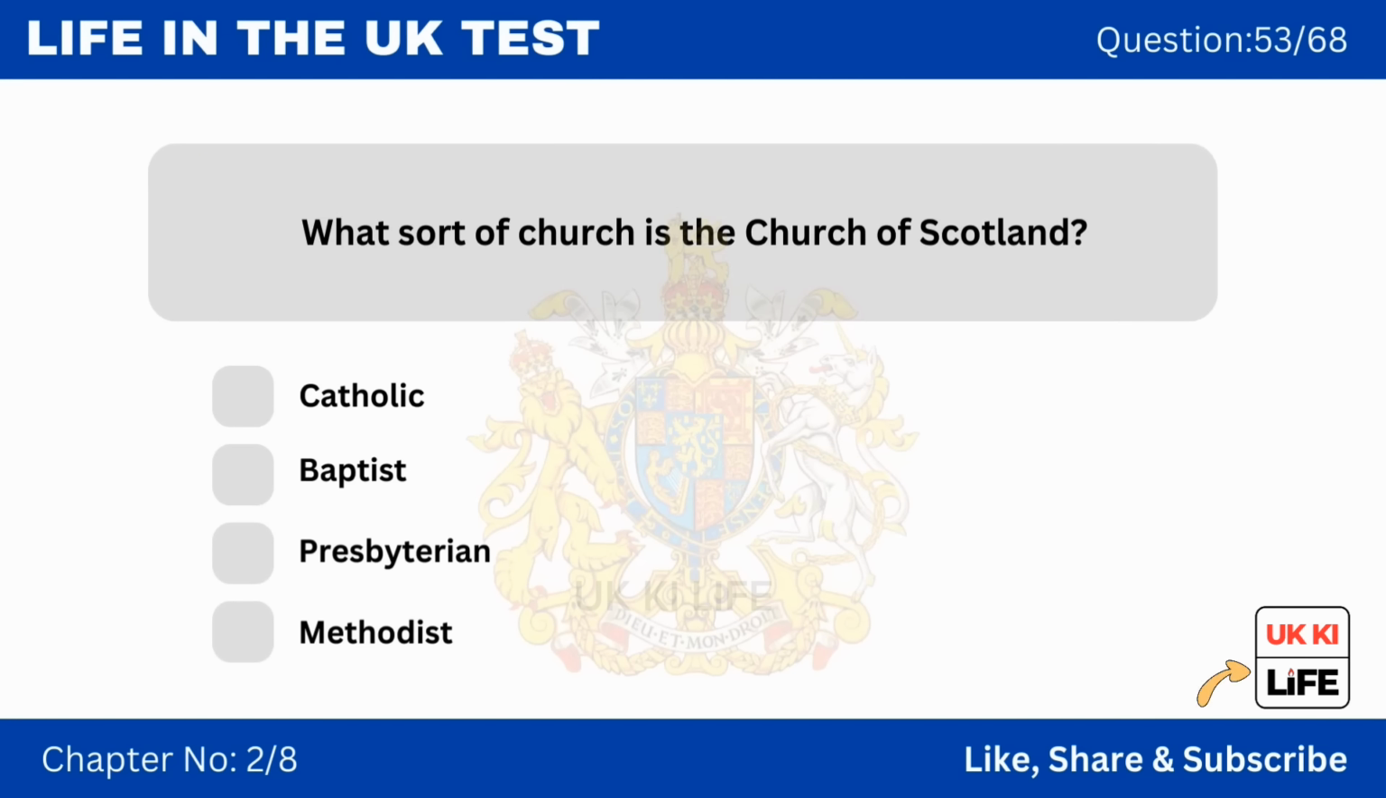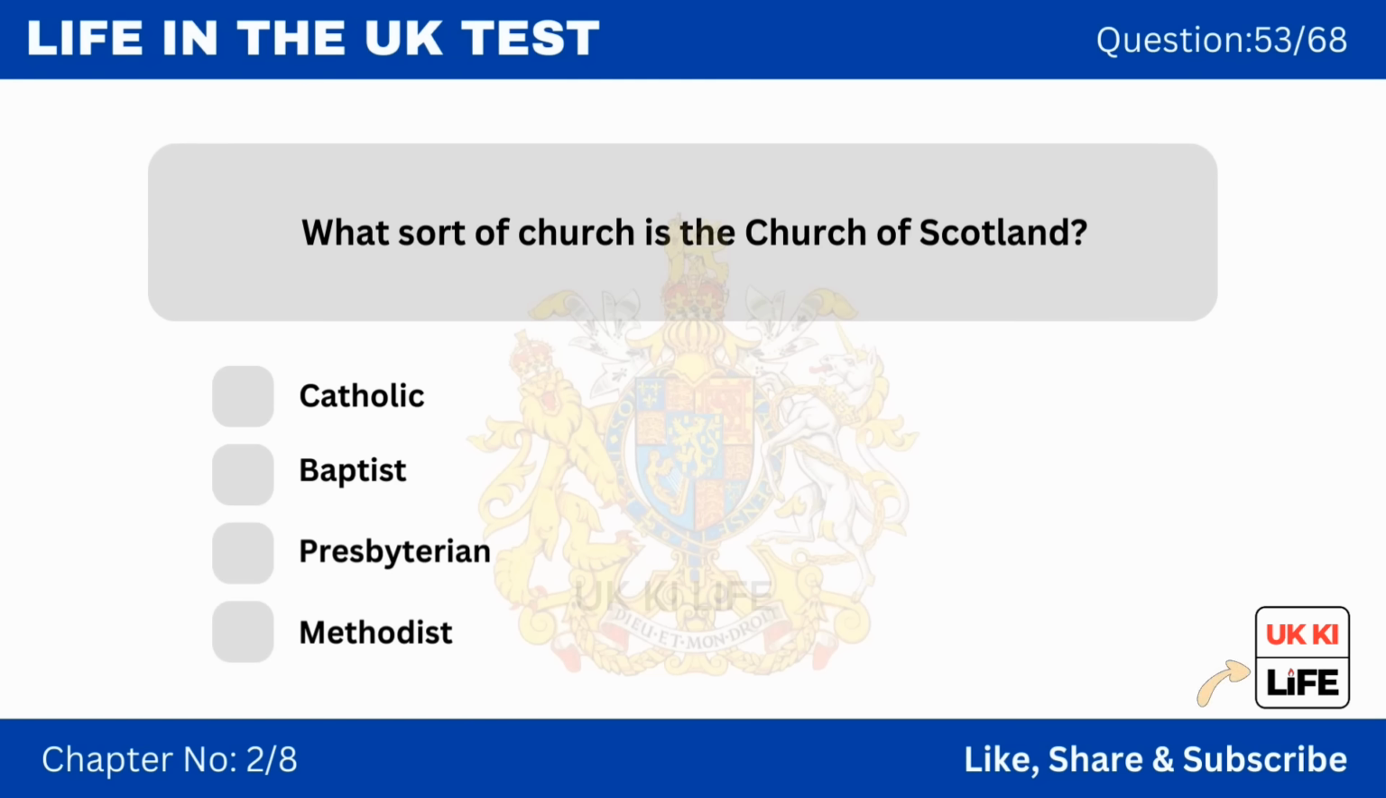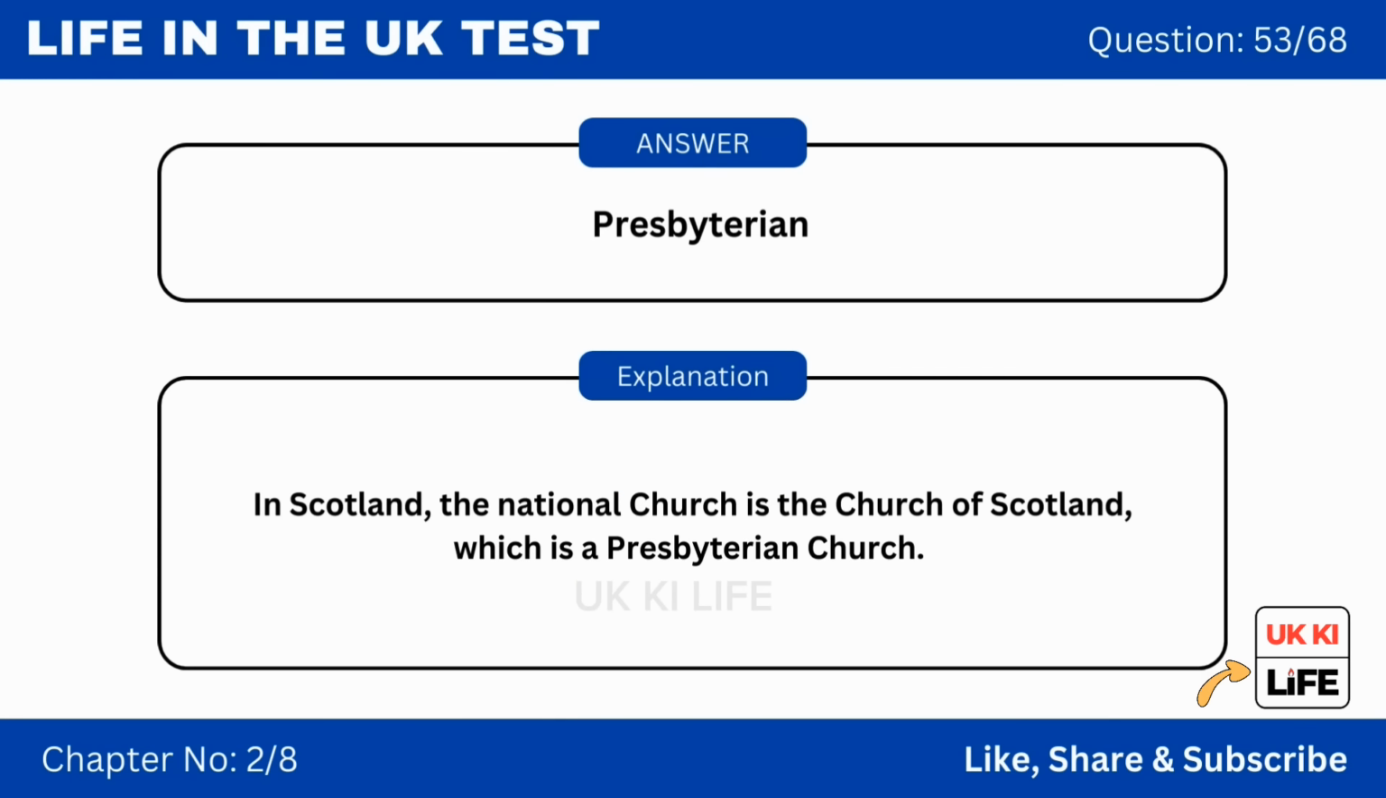Question 53. What sort of church is the Church of Scotland? Catholic, Baptist, Presbyterian, Methodist. The correct option is C. Explanation. In Scotland, the national church is the Church of Scotland, which is a Presbyterian church.